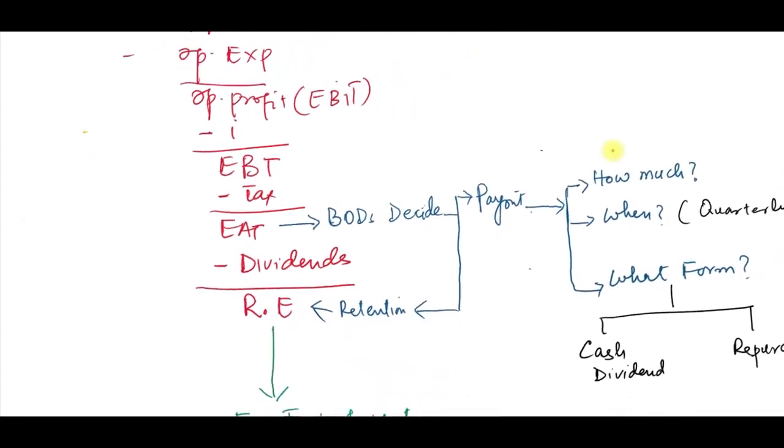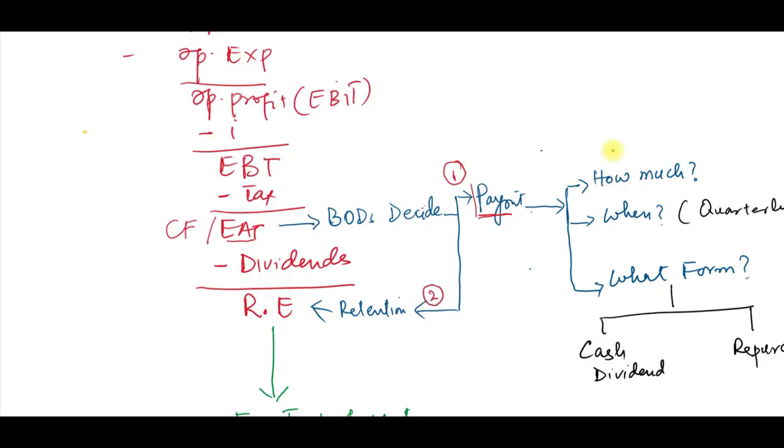So when we reach EAT, there is a decision that the board of directors have to make, and this decision is not made by the finance manager. The proposal is of course made by the managers, but final approval is by the board of directors. So at this stage, the board of directors decide whether they should do the payout. Whether they should distribute this profit or the cash flow, in the form of payout, or the second decision is, should they retain?